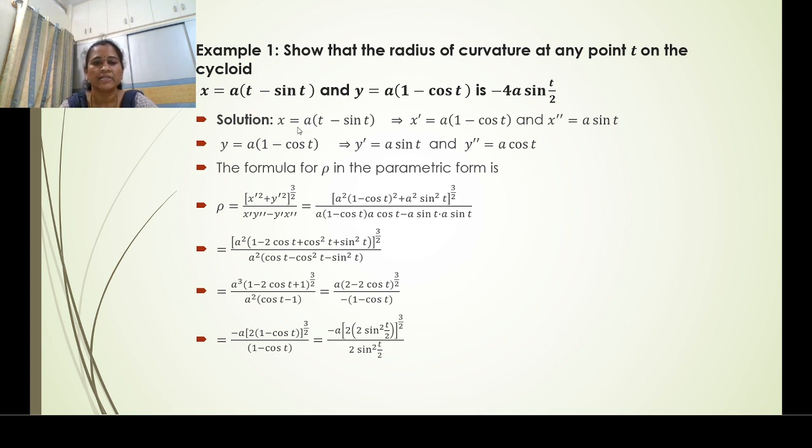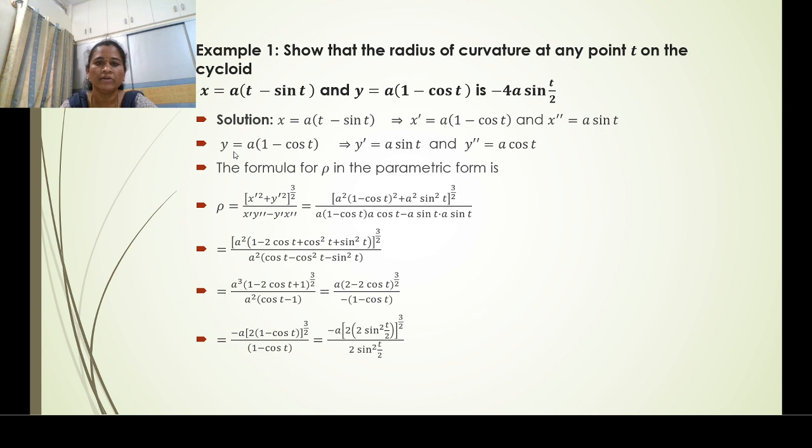Here x is equal to a into t minus sin t, and x prime, or first order derivative, which is also called x dash, is equal to a, where a is the constant, into 1 minus cos t, since the derivative of sin t is cos t. And x double dash, differentiating again, second order differentiation, a remains the constant, the derivative of 1 is 0, minus cos t becomes sin t. So this is x dash and x double dash.